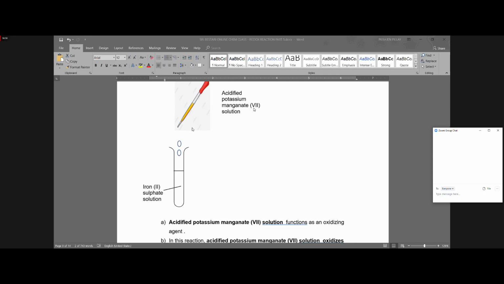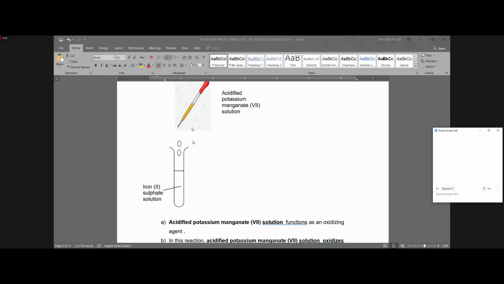You can even say manganate 7 ion changes color from purple to colorless. Write down first. That one I'll show you the video. But I think next Wednesday I'm seeing you all in the school already. Anyway, just write down: manganate 7 solution changes color from purple to colorless.